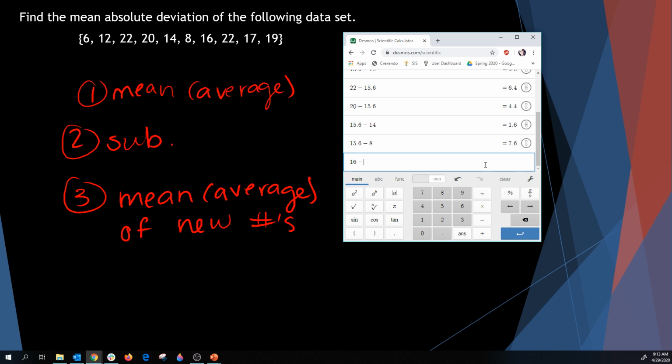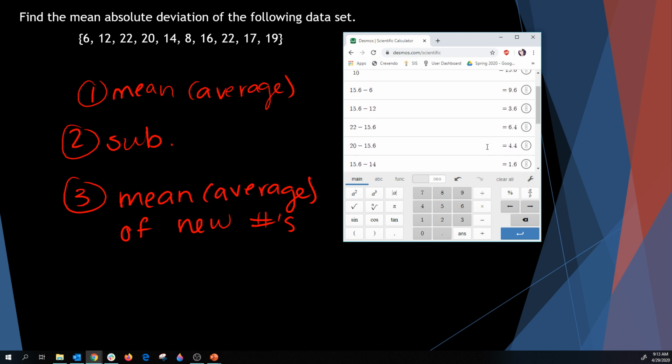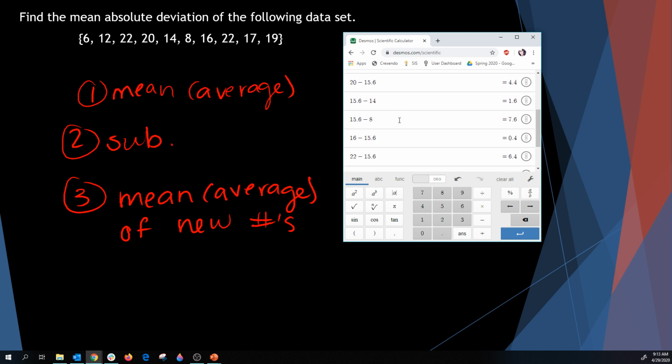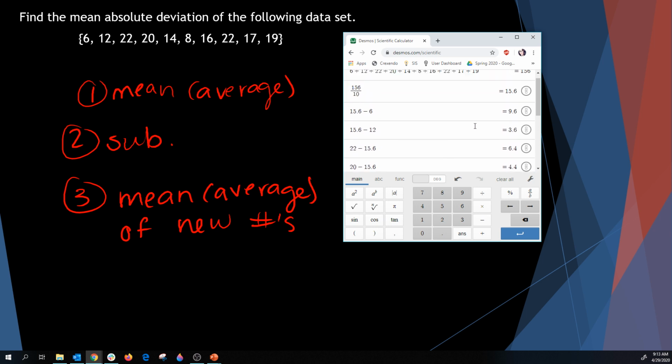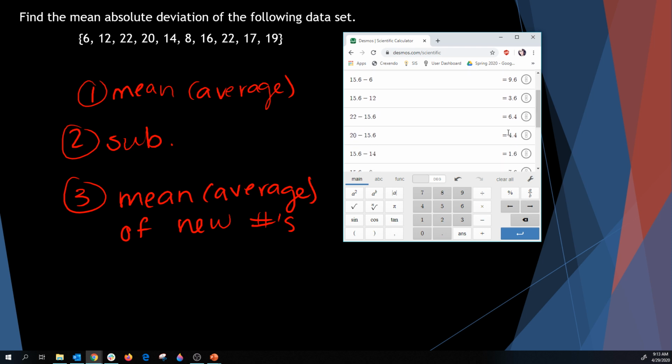Notice how I am subtracting the bigger number first. That is because I want my answers to be positive. So when you're doing subtraction, make sure you're doing the bigger number first so that you will always get a positive number. Now before I do this, I'm going to double check and make sure I subtracted 10 numbers. So I had 1, 2, 3, 4, 5, 6, 7, 8, 9, 10. Perfect.